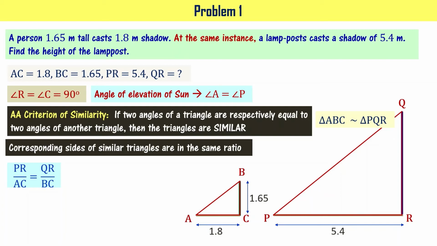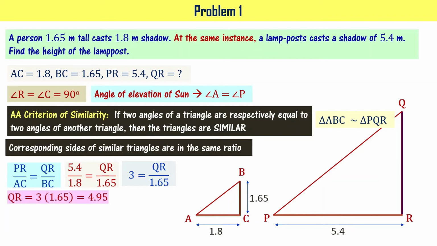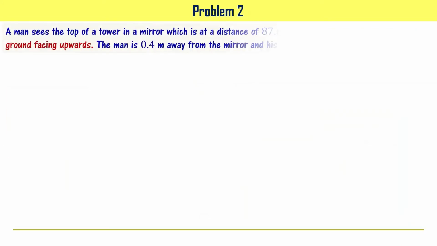We know the values of PR, AC and BC. Let's substitute them and simplify it such that you get QR equal to 3 times 1.65, that is equal to 4.95. It means the height of the lamp post is 4.95 meters. Let's note this point. And let's take a look at another problem, that is problem 2.